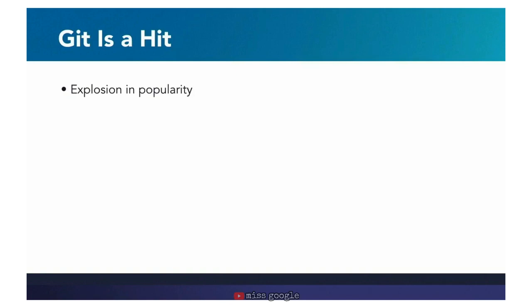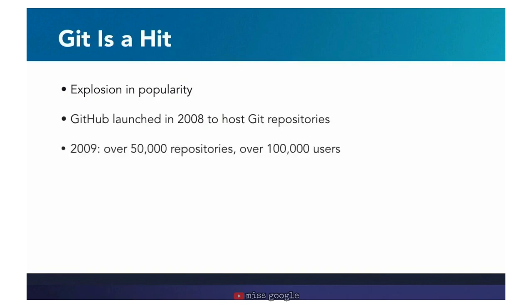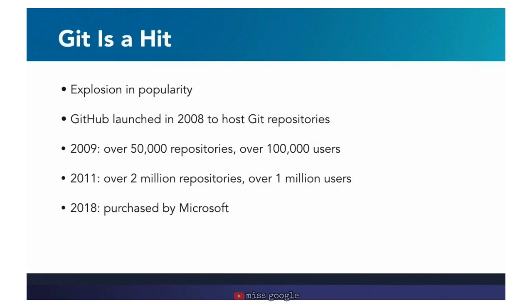Now, there's no official statistics on this, but to give you an example, GitHub launched in 2008 as a platform to host Git source code repositories. In 2009, there were over 50,000 repositories with 100,000 users. In 2011, just 2 years later, there were 2 million repositories with over 1 million users. By 2018, GitHub was very popular. It was purchased by Microsoft. And in 2019, there were over 57 million repositories and over 28 million users. So Git has definitely taken off.